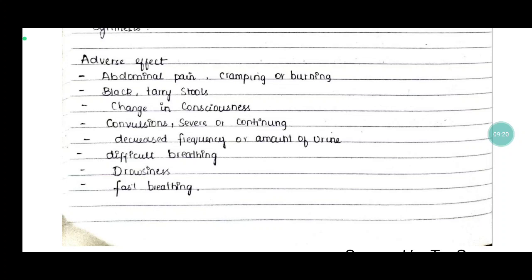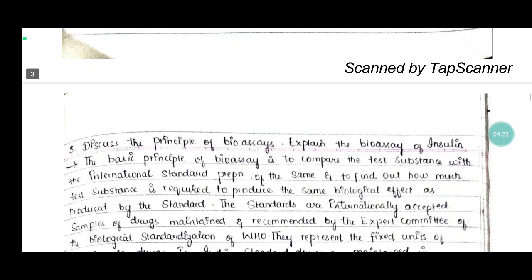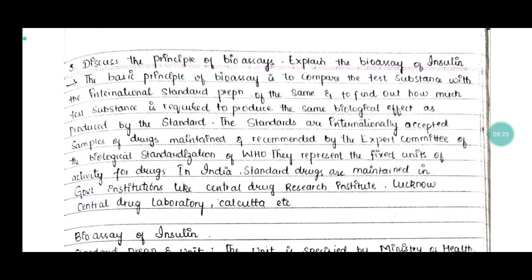drowsiness, and fast breathing. So the third question of 10 marks will be: discuss the principle of bioassay, and explain the bioassay of insulin. The basic principle of bioassay is to compare the test substance with the international standard preparation of the same, and to find out how much of the test substance is required to produce the same biological effect as produced by the standard.